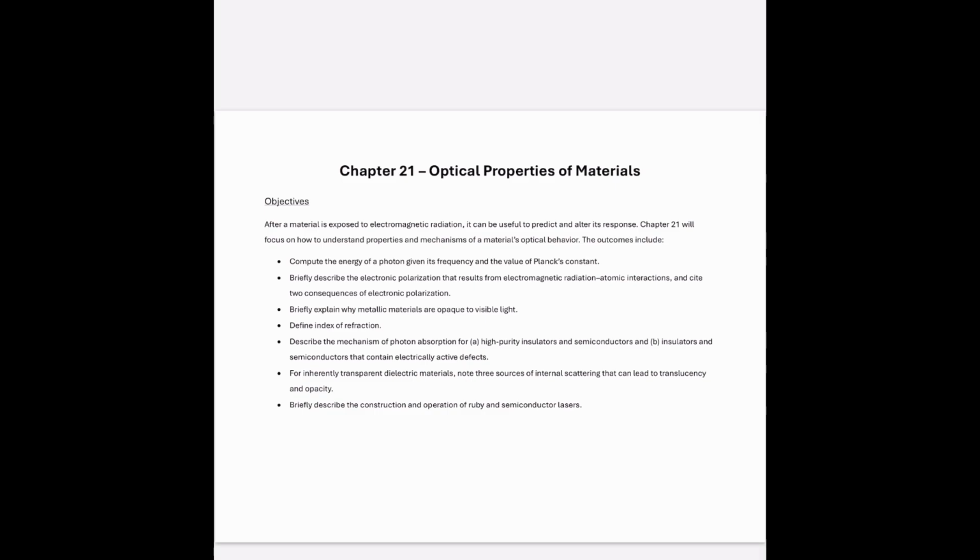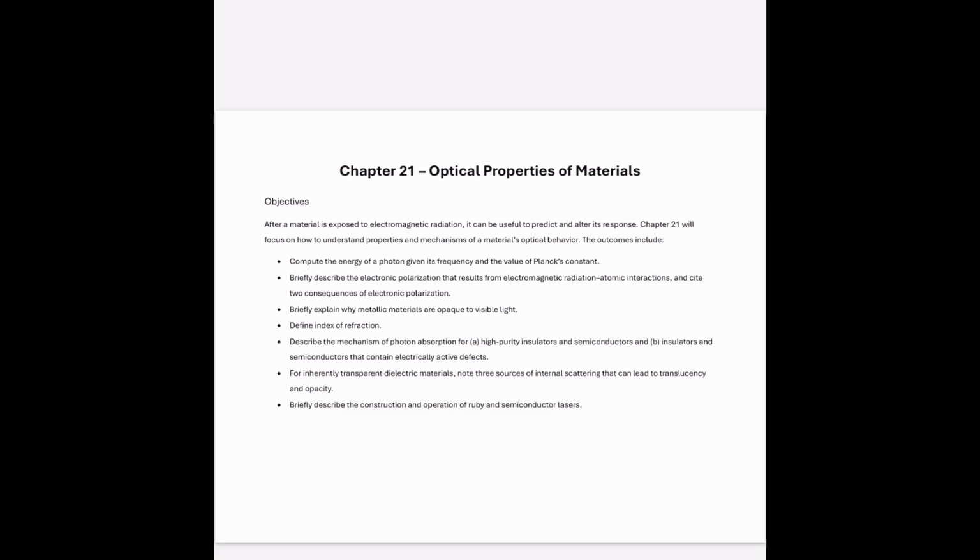To start, we'll go over the objectives. After a material is exposed to electromagnetic radiation, it can be useful to predict and alter its response. Chapter 21 will focus on how to understand properties and mechanisms of a material's optical behavior. Here are the outcomes: computing the energy of a photon given its frequency and Planck's constant. Briefly describe the electronic polarization that results from electromagnetic radiation atomic interactions, and list 2 consequences of electronic polarization.